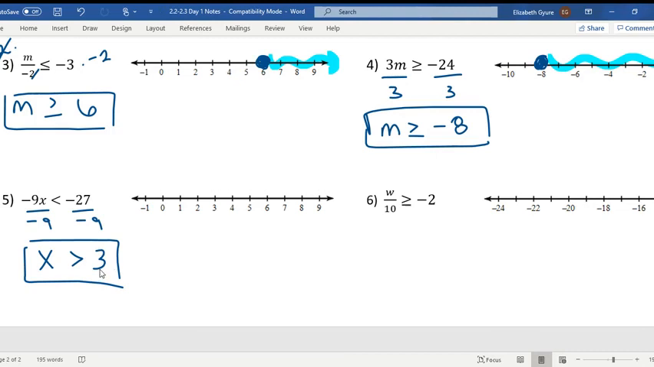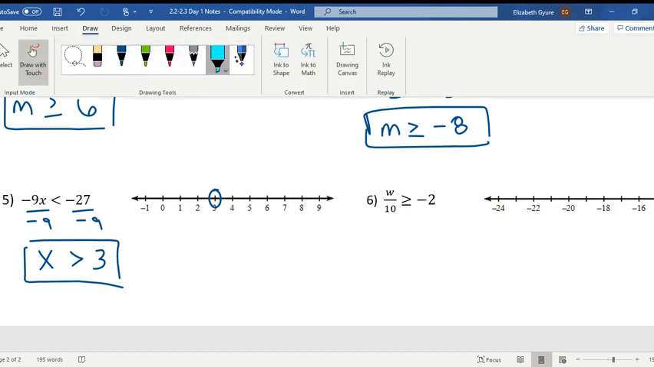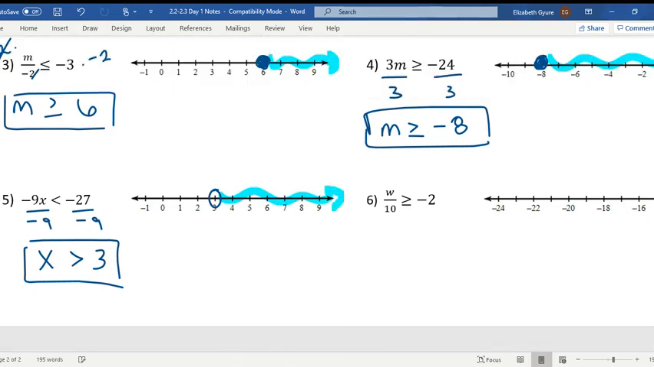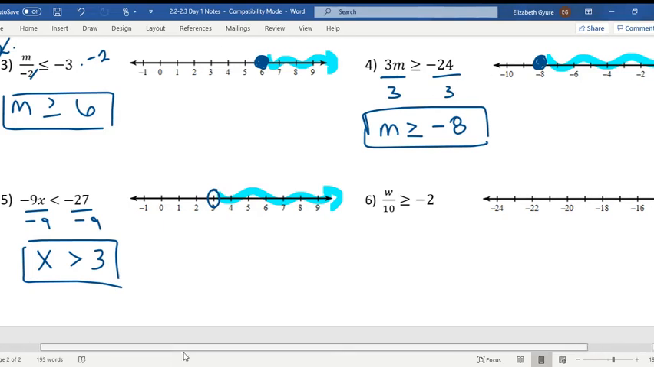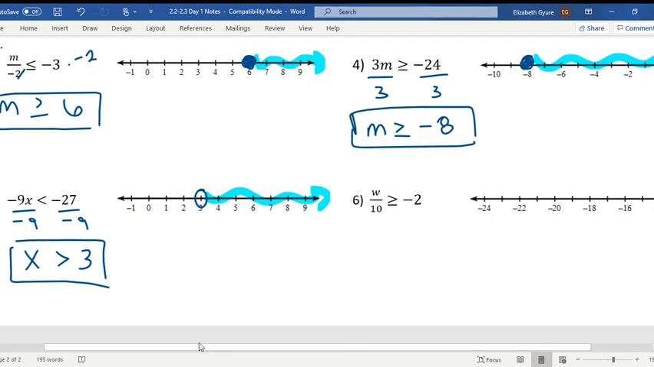Mason Jimenez, at the 3, do we want an open or a closed circle? Open, good. And Corey, what direction should I shade? To the left or to the right? To the right, good. And then last one, number 6. We have w divided by 10 is greater than or equal to negative 2.